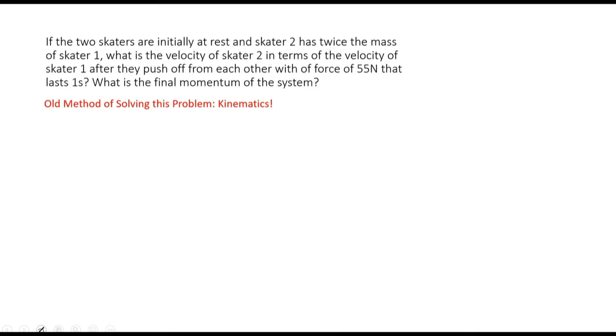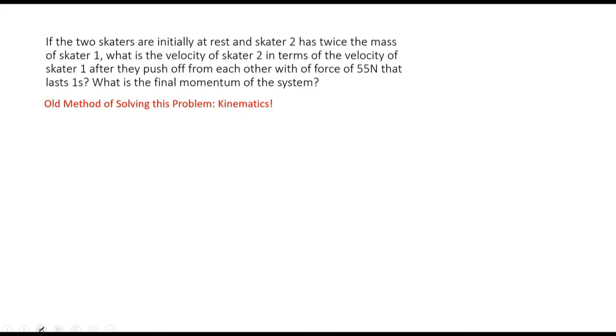So first of all, here we have two skaters that are initially at rest. Skater 2 has twice the mass of skater 1, and we want to know what is the velocity of skater 2 in terms of the velocity of skater 1 after they push off. They push off from each other with a force of 55 newtons that lasts 1 second. And the last question is also, what is the final momentum of the system?